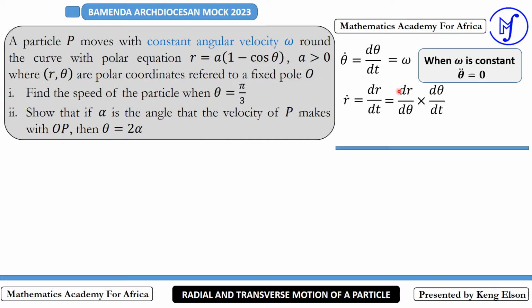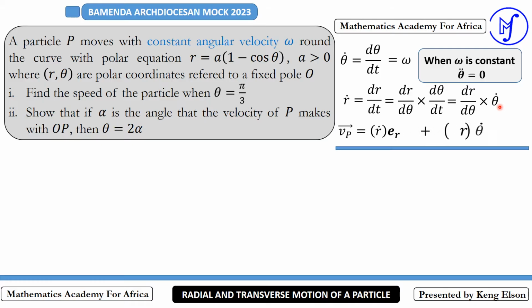Knowing that since r is a function of theta, we can easily differentiate r with respect to theta, that is dr by d theta, and then d theta by dt is what we call the angular velocity, which is theta dot or omega. So at the end of the day, we have that our dr by dt, which is r dot, is equal to dr by d theta times theta dot.